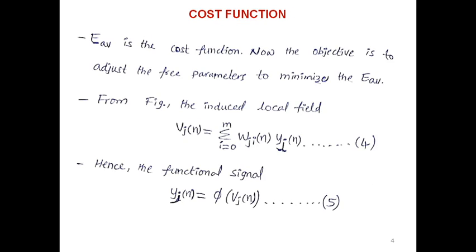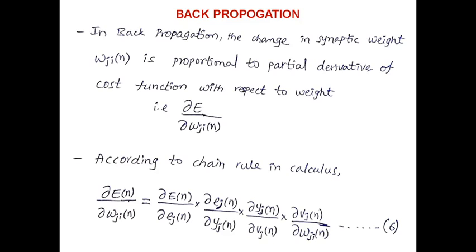See the fourth equation, vj of n. It is a function of wji. So when you differentiate on both sides, dou vj of n divided by dou wji of n is equal to, on the right side you will get only yi of n, because when differentiating with respect to wji of n, only one wji of n term is there, that is equal to 1. The remaining constant is yi of n, so on the right side you will get yi of n.